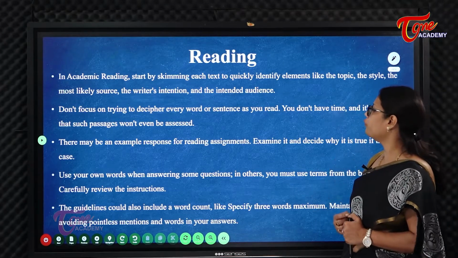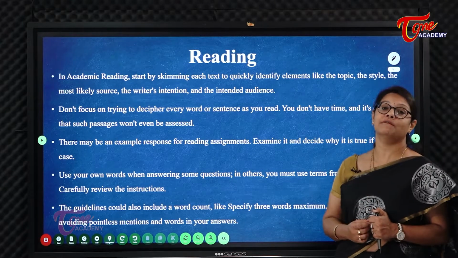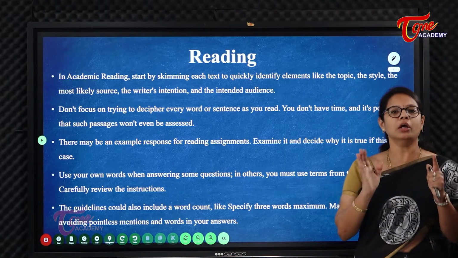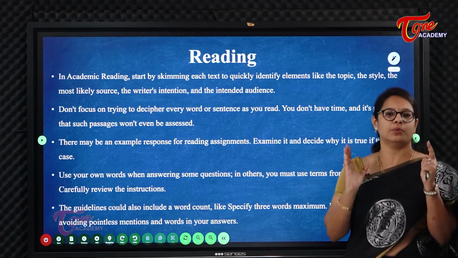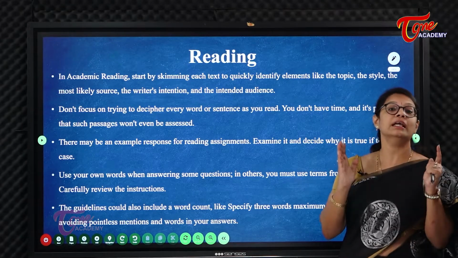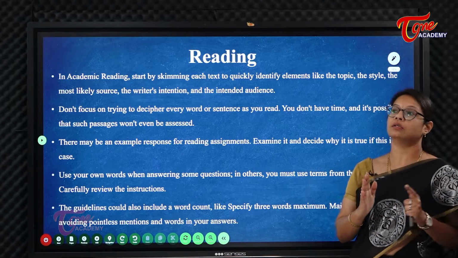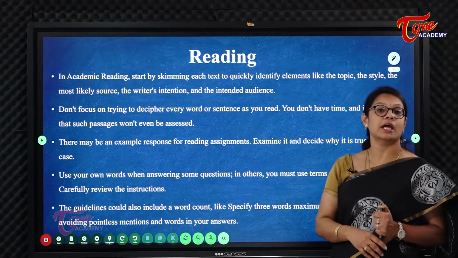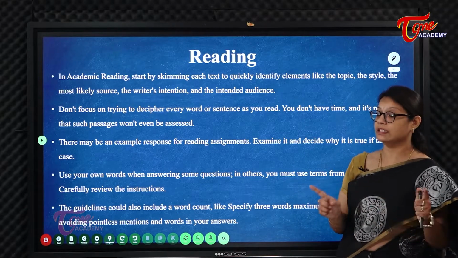Do not try to focus on deciphering the meaning of every word or sentence as you read, because that is immaterial. Remember, all you get is 60 minutes to answer 40 questions, and you have to read 3 lengthy passages which could be 1500 words each. You don't have time, and it's possible that such passages won't be assessed.